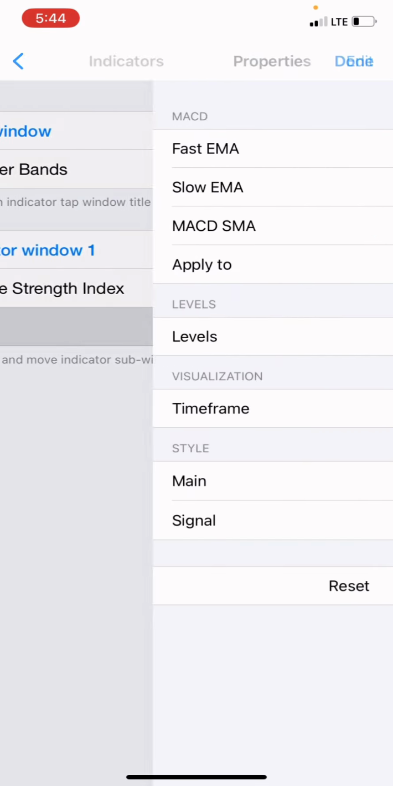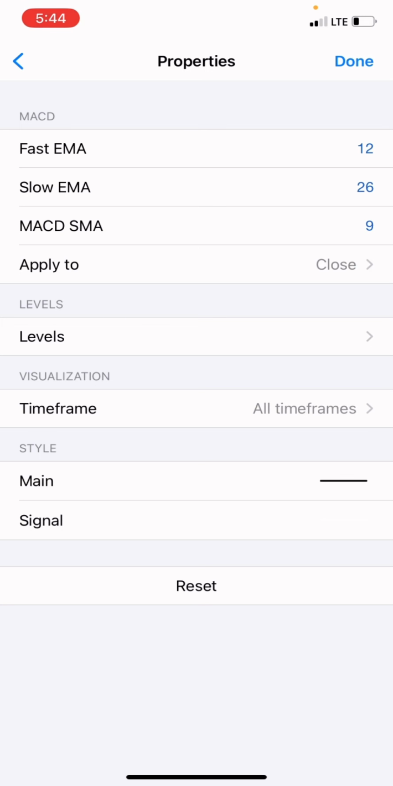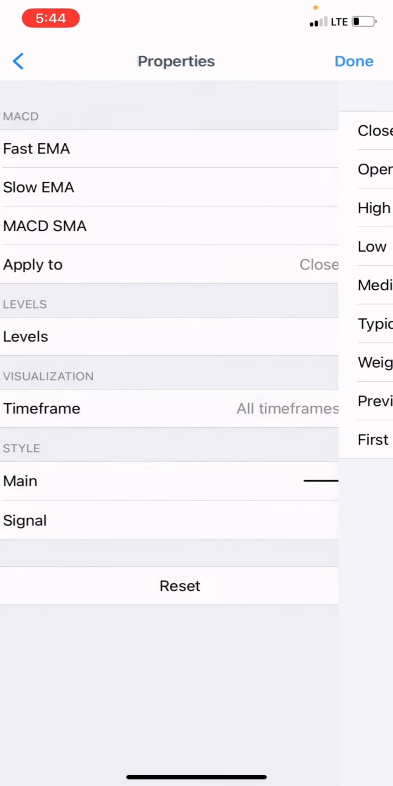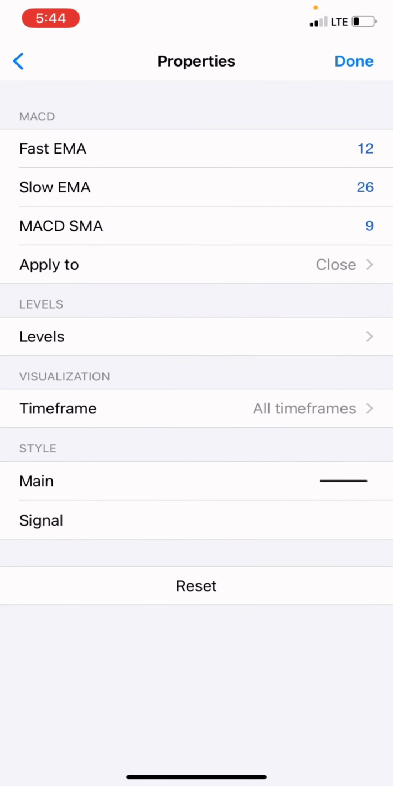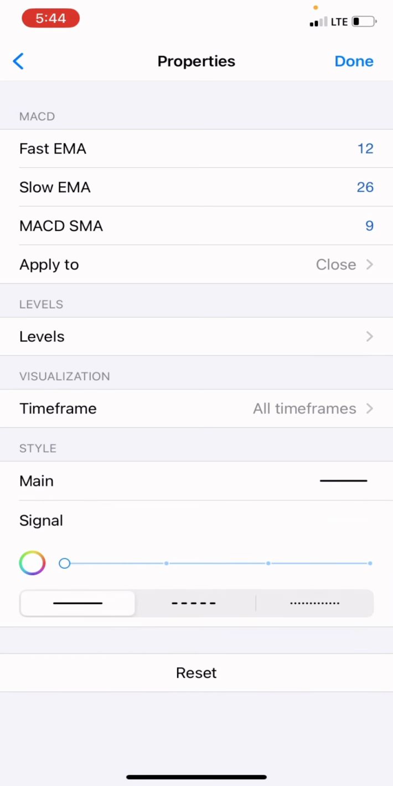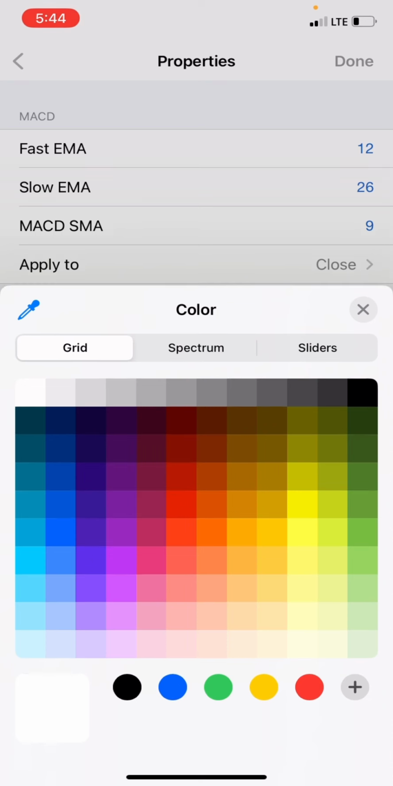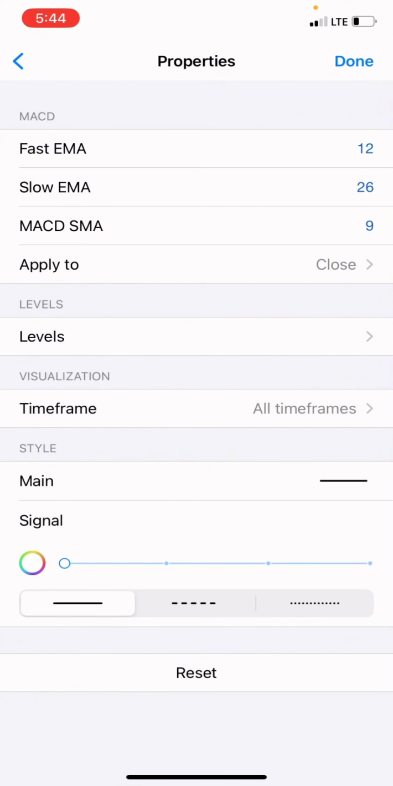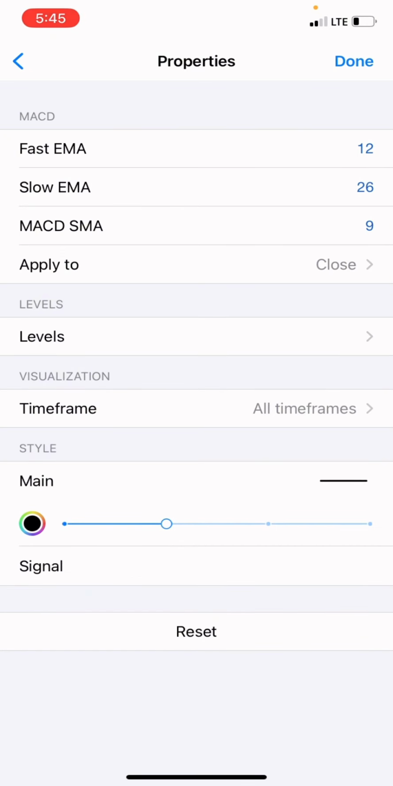Then on the MACD, I use 12, 26 and 9 for the fast EMA, slow EMA, and MACD SMA, just as you can see right here. Then I apply to close. On the main, the color is going to be black, while the style should be 2 pixel, while the signal is 1 pixel. The color is white, just as you can see on my screen, and the line is going to be the first one, same as the main. Then you click on done.